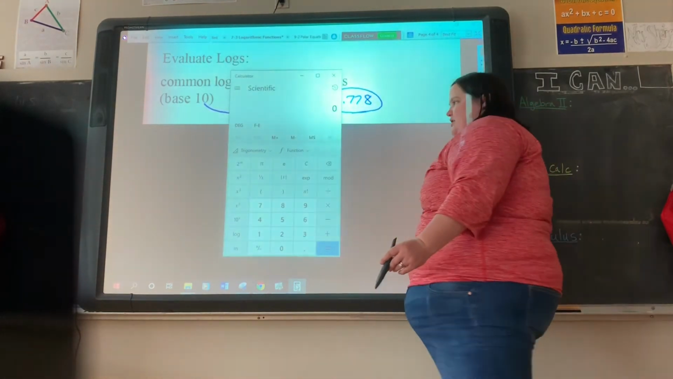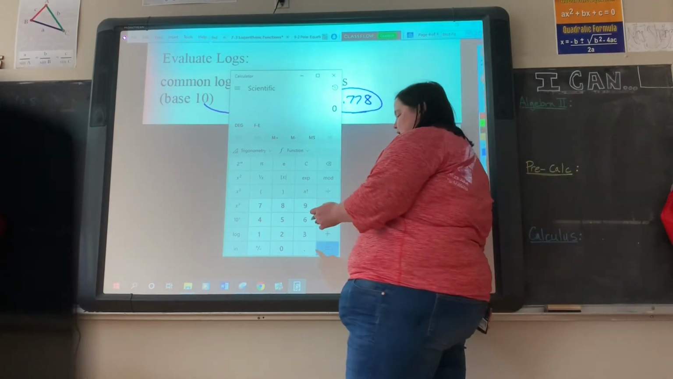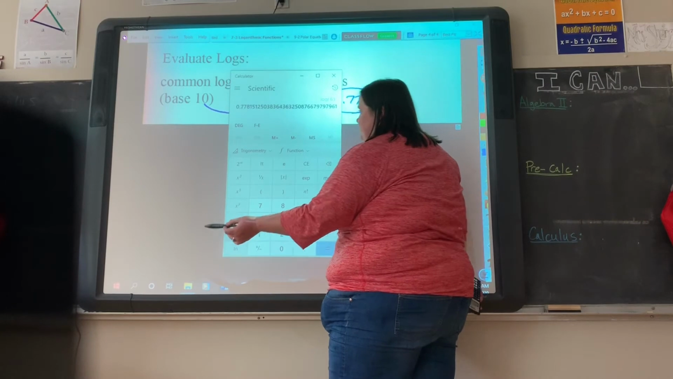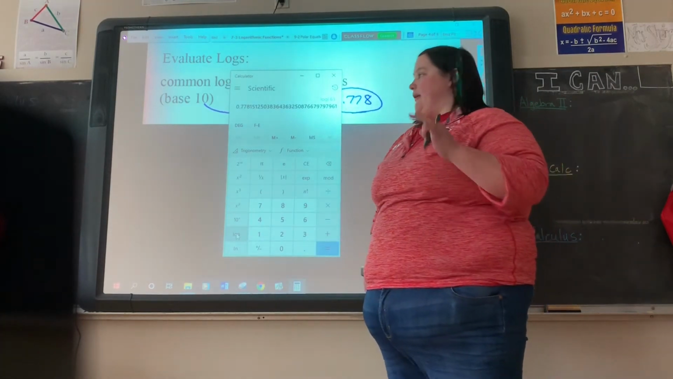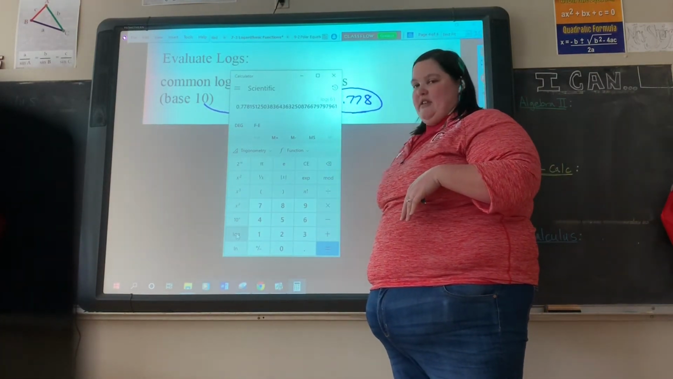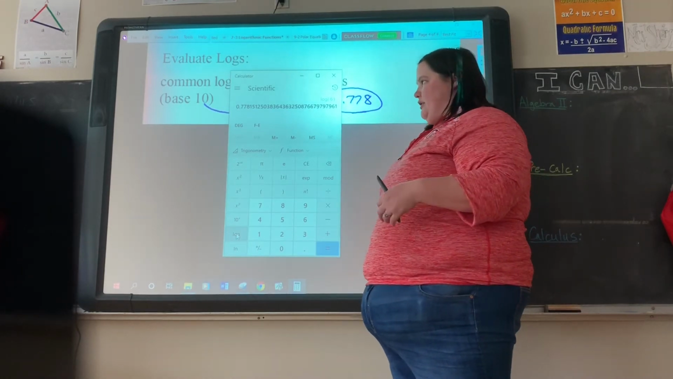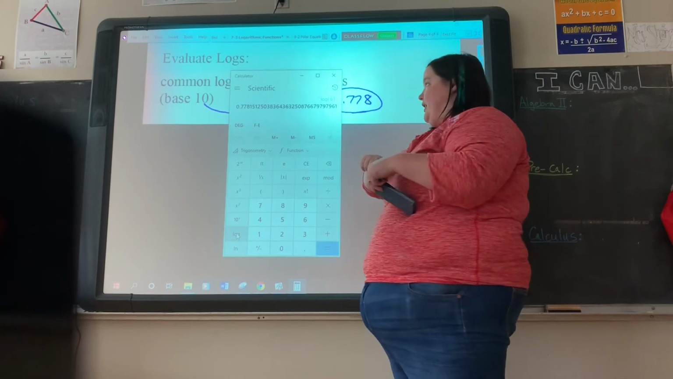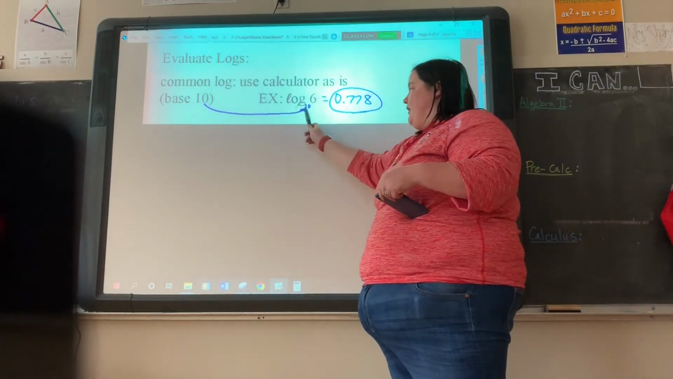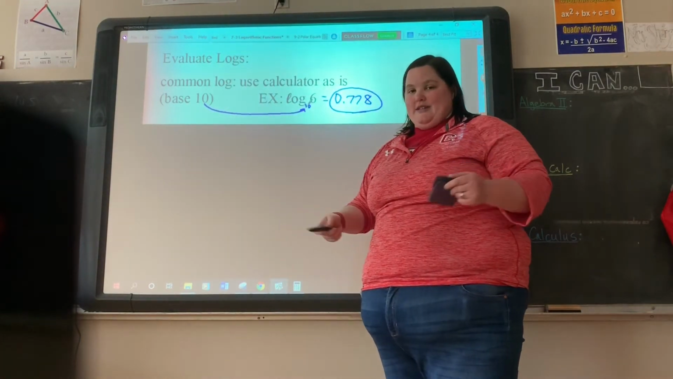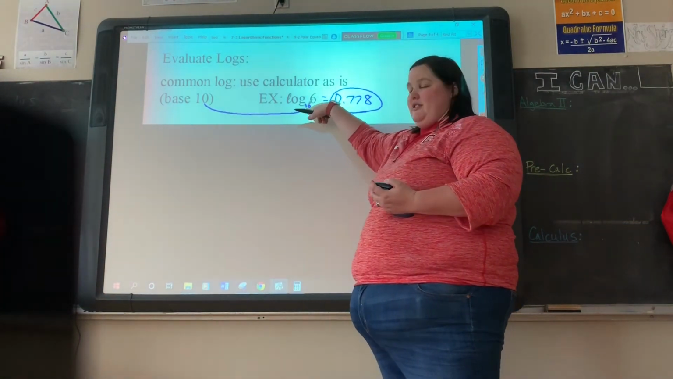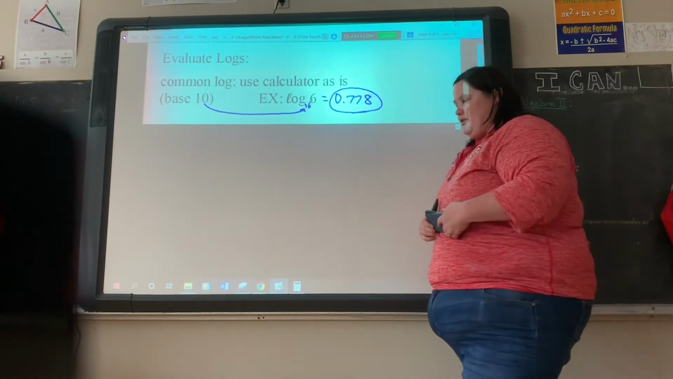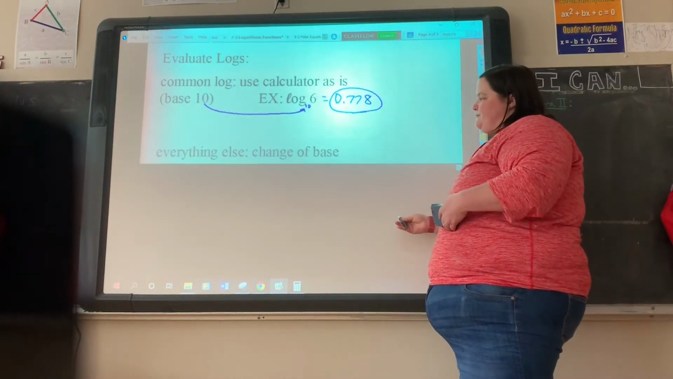Some calculators you have to just do it backwards. So here I have to type my 6 first and then hit log. But again, I get the same answer. Rounded to 3 decimal places, I did 0.778. So there's how we can do it with just common log. Whenever we have base 10 or just regular log, whenever you see that written, you can just type it in as is. Now what happens if instead of a 10 here, we have a 4, we have a 3 or something like that? That's where we have to do something called the change of base.